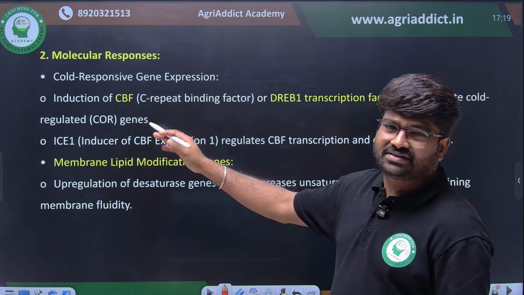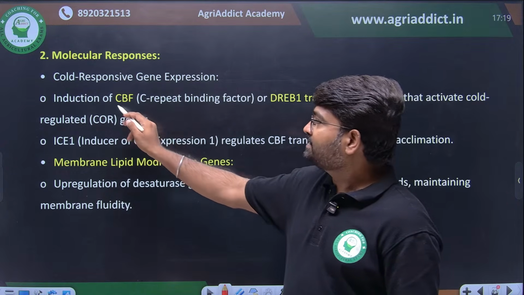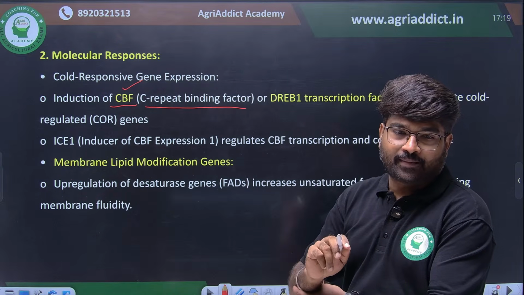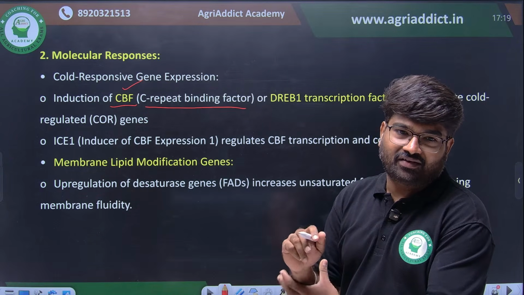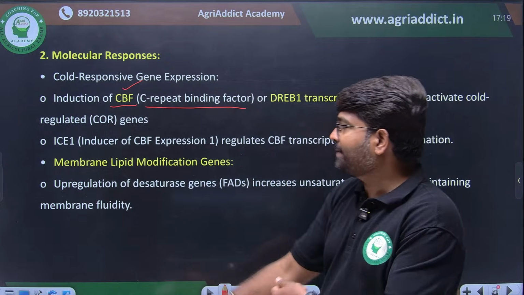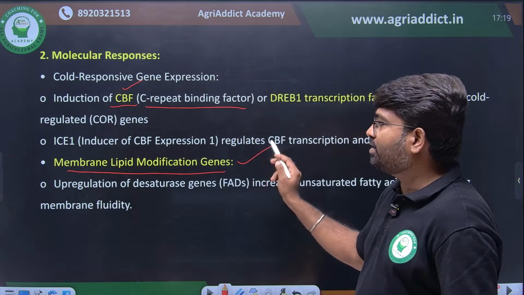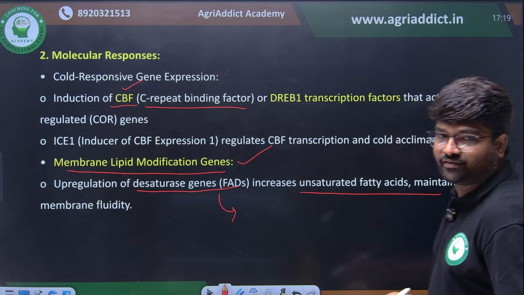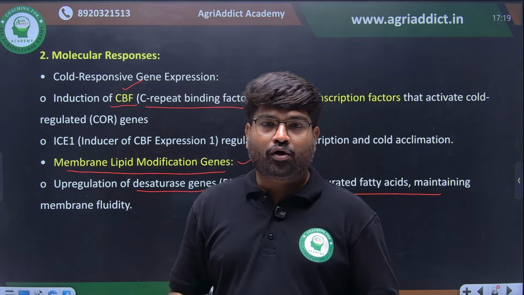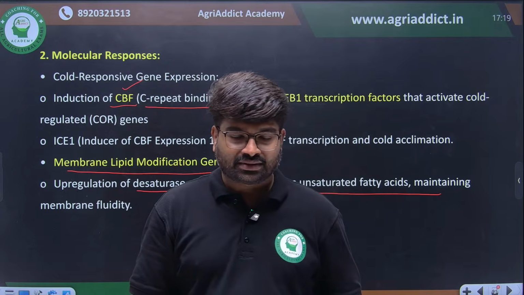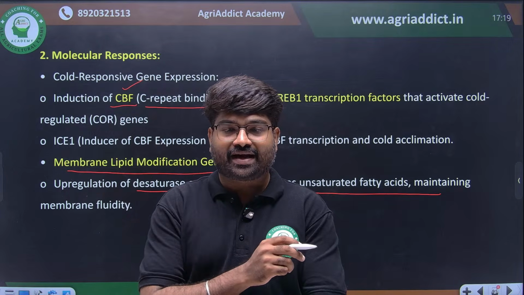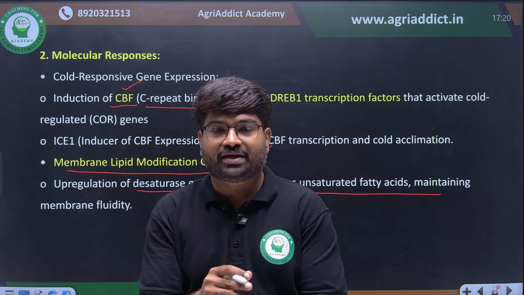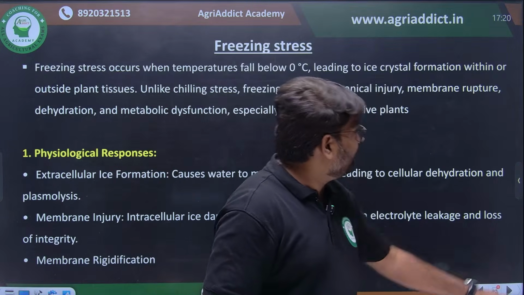Molecular response, this is just for your understanding only. CBF will be induced, that means C-repeat binding factor will be induced. Then cold responsive genes will be activated. Then membrane lipid modification, as we have already said, desaturase gene expression will be enhanced. Because of that, unsaturated fatty acid accumulation will be more during chilling and freezing stress. Desaturase enzyme activity will be there, because of which double bonds will be produced. Because of that, a higher accumulation of unsaturated fatty acids will be there.